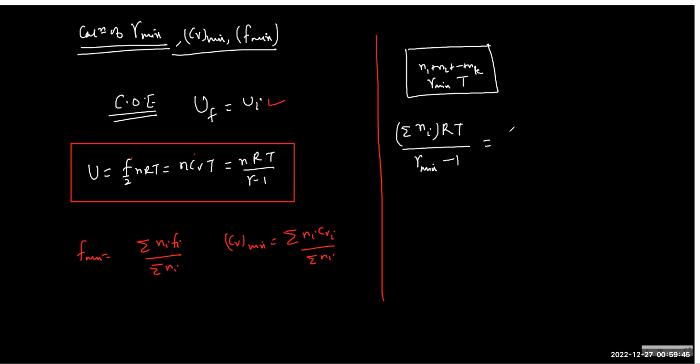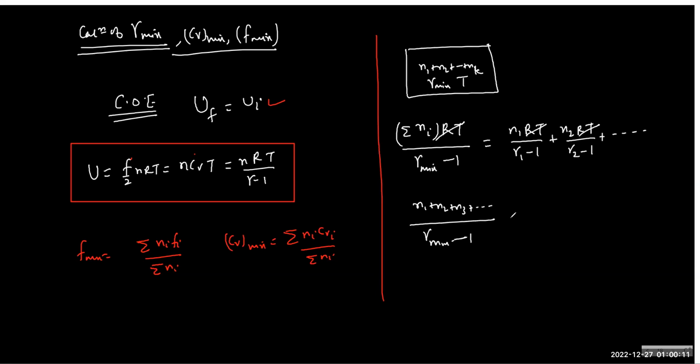But individually, how would you have written the answer? N1 R T by gamma 1 minus 1, right? N2 R T by gamma 2 minus 1. Do you realize this? RT gets cancelled. So the answer is N1 plus N2 plus N3 and so on, upon gamma mix minus 1, equals N1 upon this, N2 upon this, and so on. You can use this formula also to get the answer in examination.